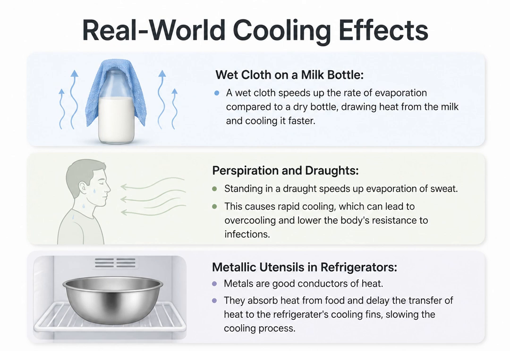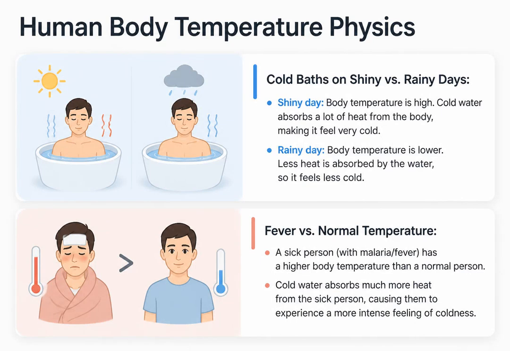Also, using metallic utensils in a fridge is inefficient. Metals are excellent heat conductors. They hold on to the heat from the food, delaying the volatile refrigerant liquids from carrying that heat away to the cooling vents. The sensation of cold is entirely about the rate of heat transfer from your body.